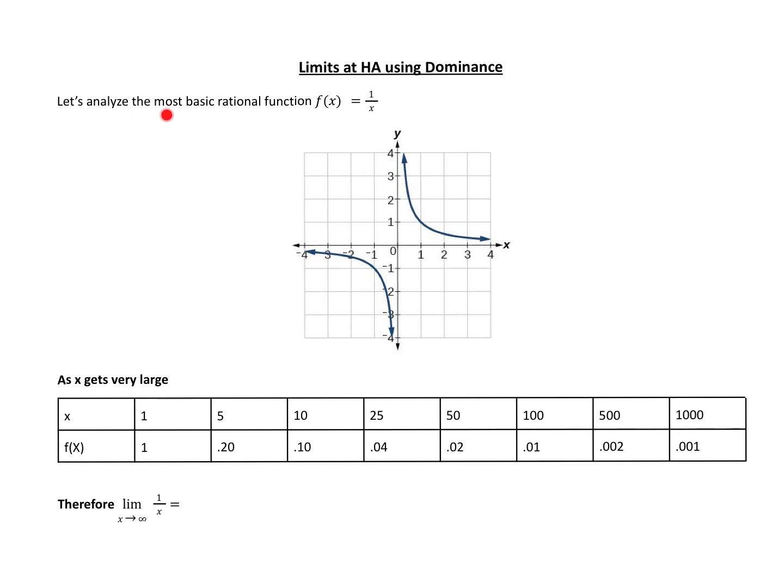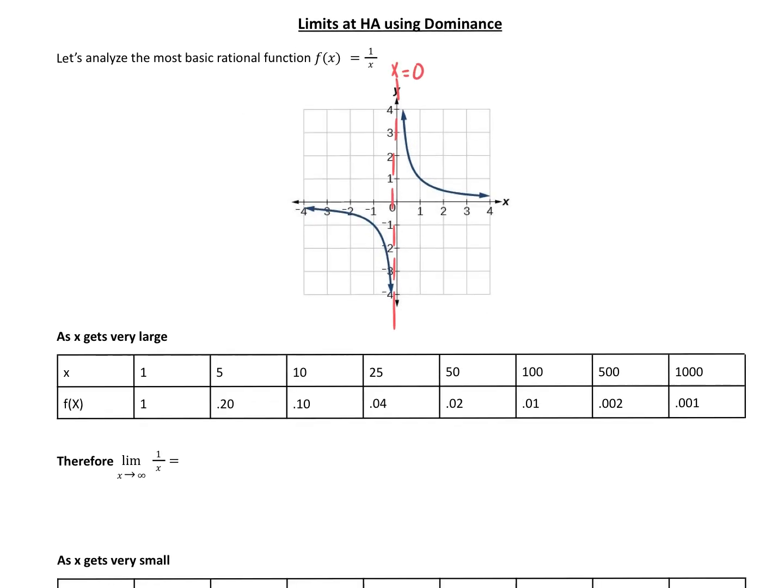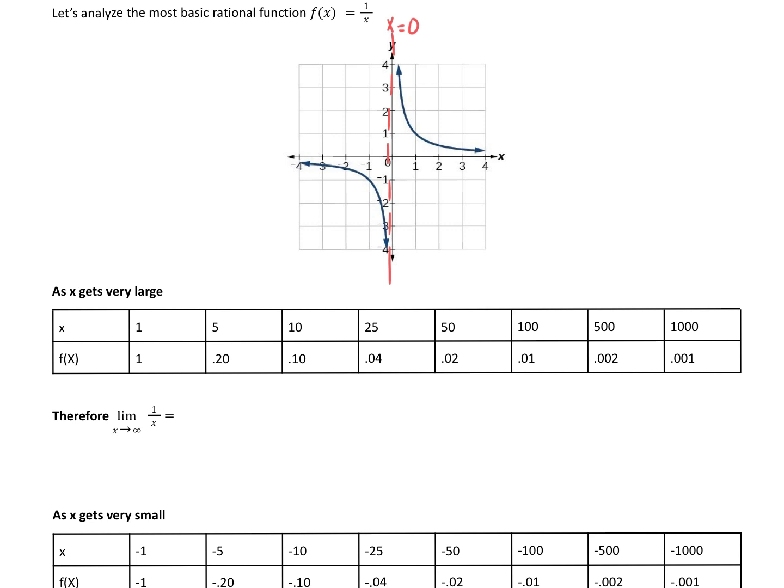First, let's analyze the most basic rational function that we could have, 1 over x. Here's the graph. On this graph, we know that there is a vertical asymptote at x equals 0. Just helpful to know. So I took the liberty of showing you the table of values as x gets very, very large. This goes when x is 1, 5, 10, all the way up to x is 1,000. Obviously on here, I only show you up to 4.